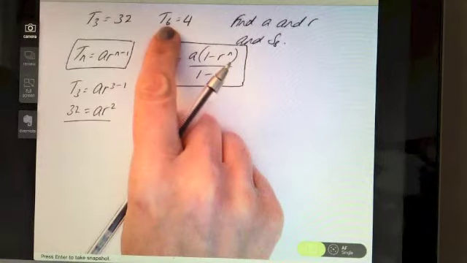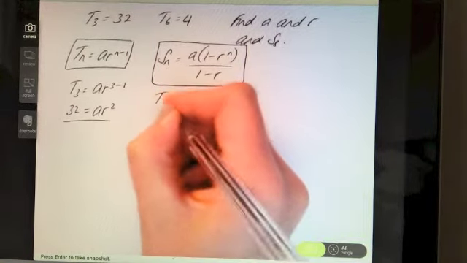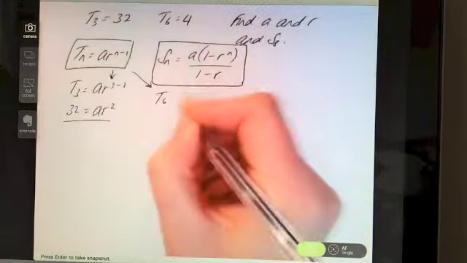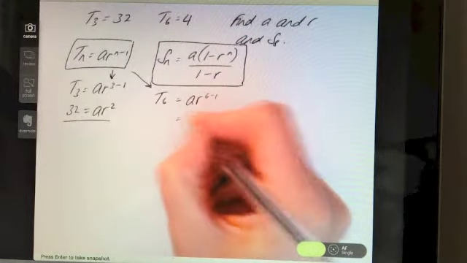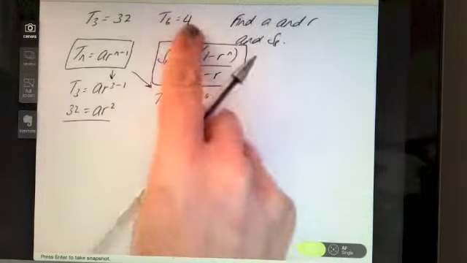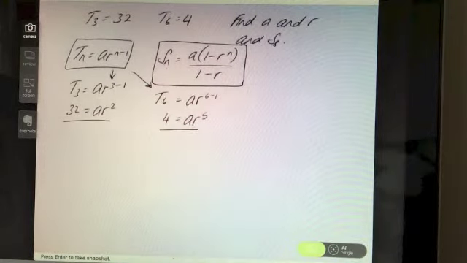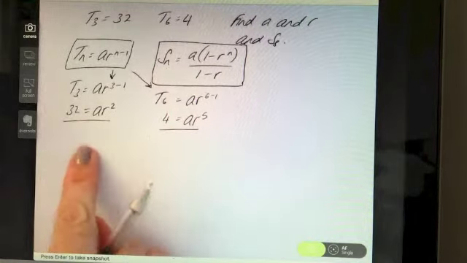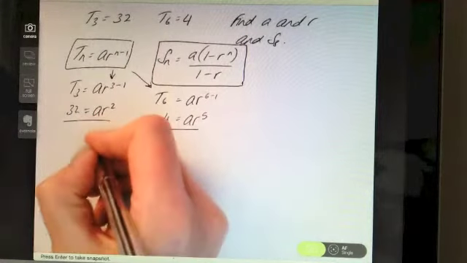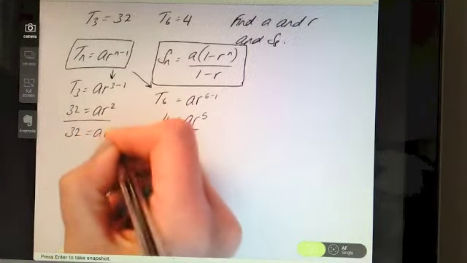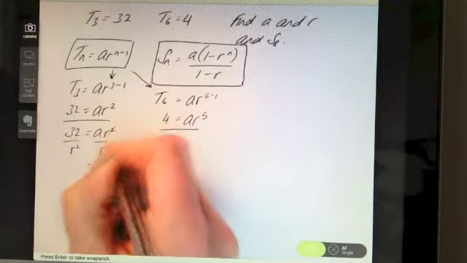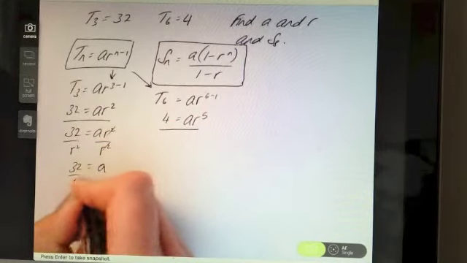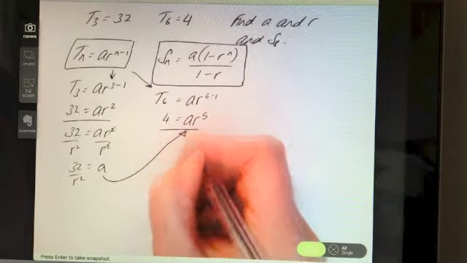I'm going to do the same thing for T6. So T6 is a, I don't know, r, I don't know, to the power of 6 minus 1, which of course is a r to the power of 5, and the sixth term is 4. So I have two equations here, two unknowns, non-linear, so I'm going to get one and sub it into the other. I'm just going to work with the one on the left-hand side. I'll divide both sides by r squared to get a on its own, and a is equal to 32 over r squared.